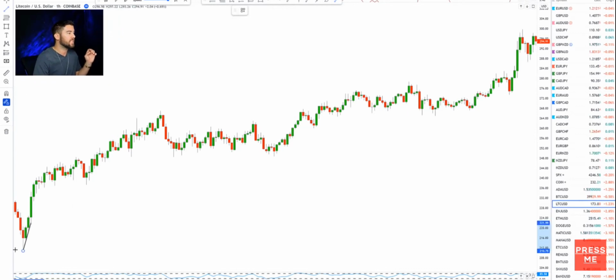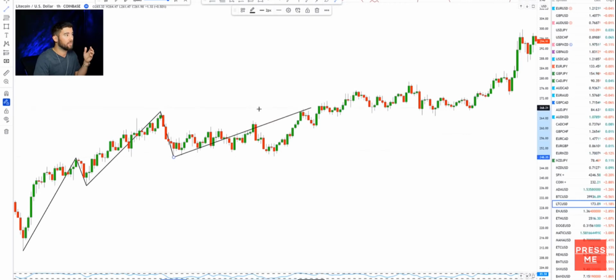So from this being our starting point, we have a push up to a major swing high, pull back to a major swing low, push up to a major swing high, pull back to a major swing low, push up. Where do we break this level?